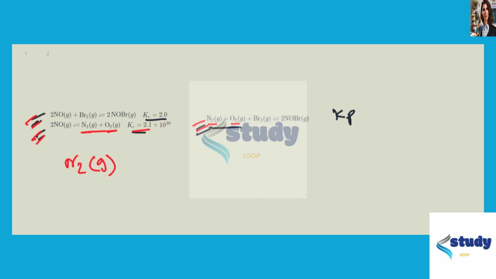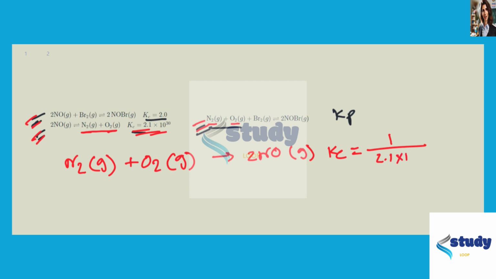N2 plus O2 will give us 2NO, and the Kc value for this reaction will be the inverse of the Kc value of this reaction. So it will be 1 over 2.1 times 10 to the power 30, and this will give us a value of 4.762 times 10 to the minus 31.